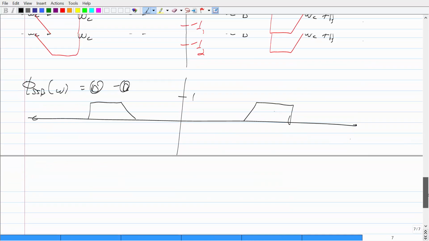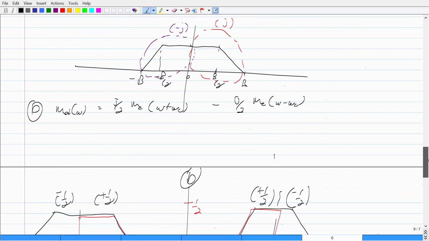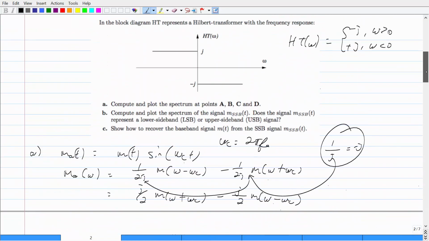Okay, so that's what it looks like. And then you have omega c, and then omega c plus B. And then this is omega c, and then omega c plus B. All right, so that's what that looks like. Sorry, it took a little long there. Okay, all right, so that's what we got there.